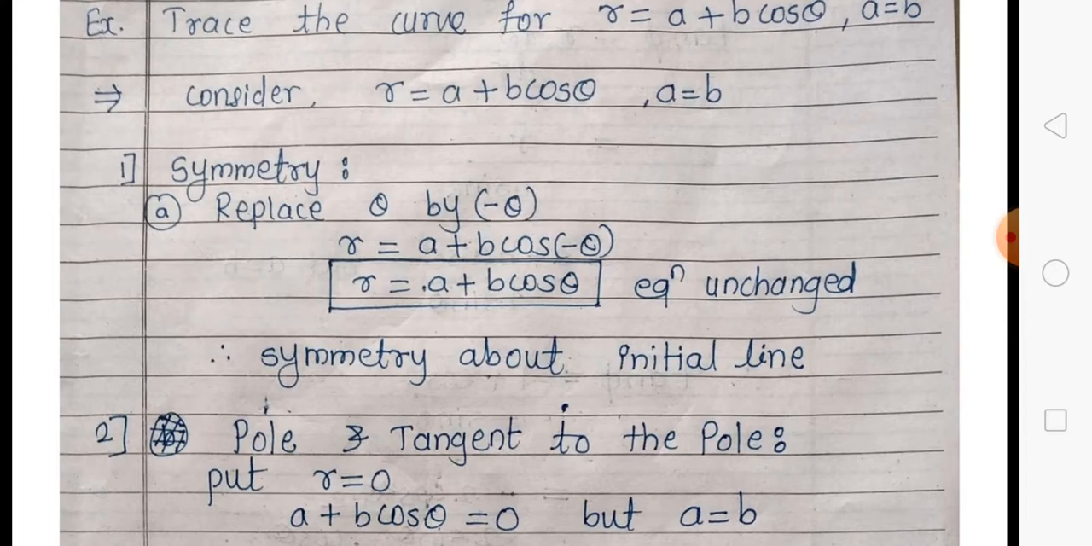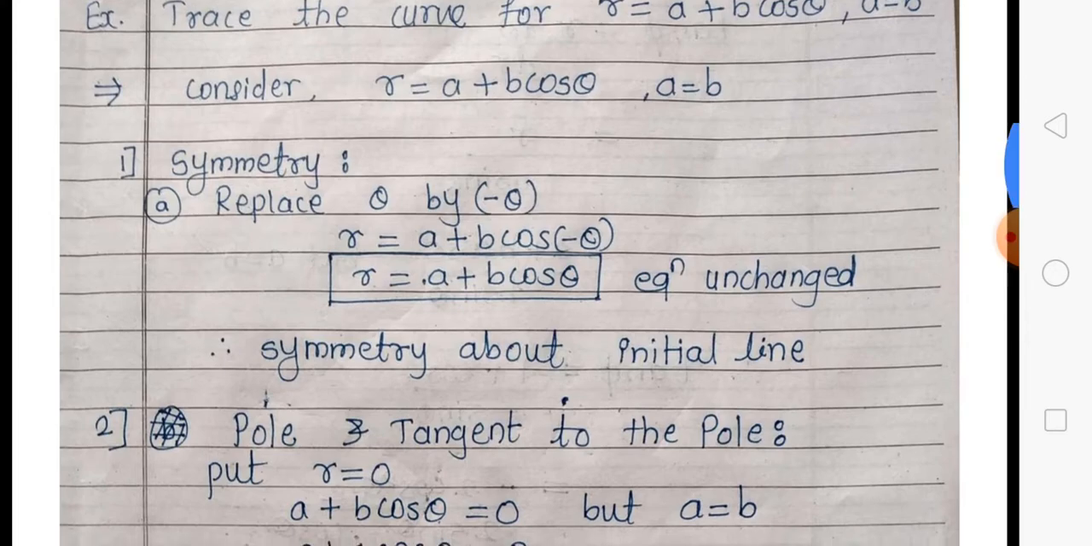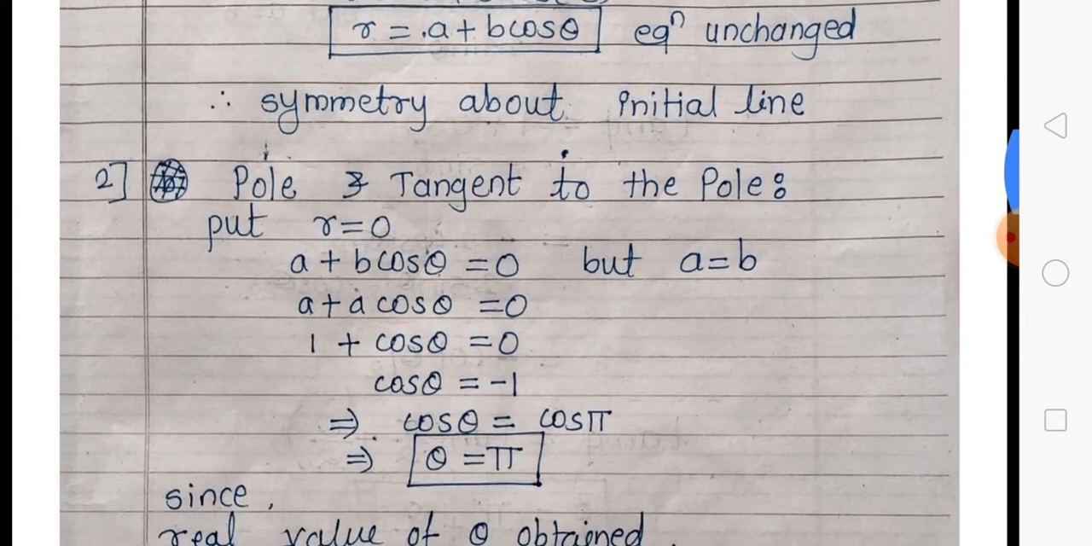Now for first symmetry, replace theta by minus theta. If we replace in the equation theta by minus theta, here we got cos of minus theta. Cos of minus theta is cos of theta. Therefore, we got the same equation r is equal to a plus b cos of theta. That is, the equation is unchanged. Therefore, symmetry about the initial line.